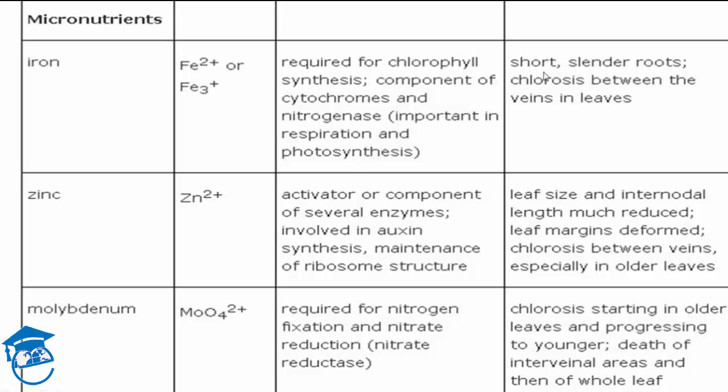It produces short, slender roots. It also causes chlorosis between the veins in the leaf. Okay, now come to the zinc. Zinc is absorbed in the form of Zn2+.